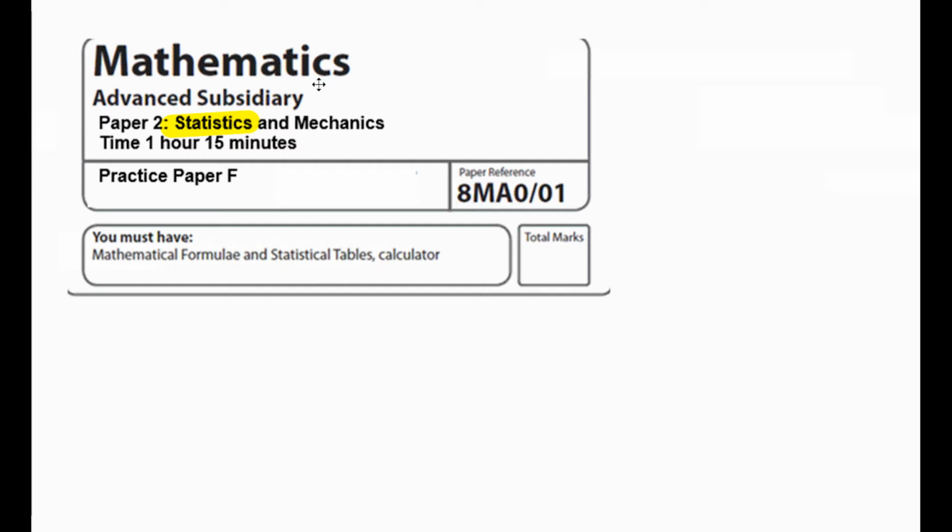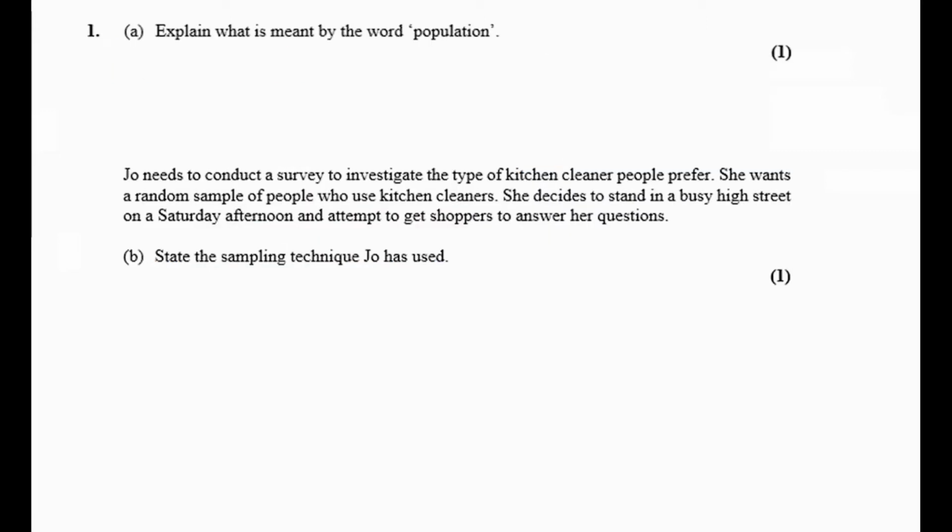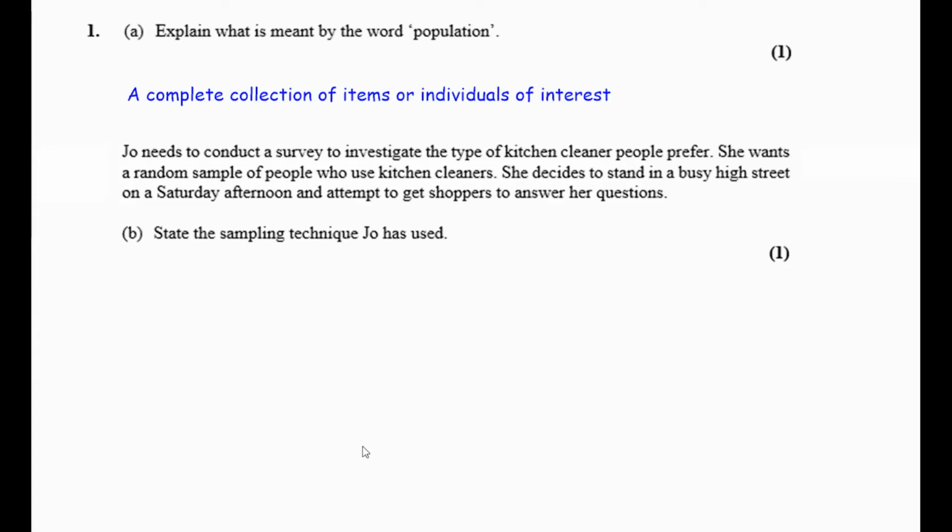Let's go. Question 1. Explain what is meant by the word population. So a population, not the geography version of the word, but the mathematical version of the word, means a complete collection of items or individuals, usually that we're then going to go ahead and investigate. But referring to a complete collection of individual items or people which are relevant to your investigation is really what we want to get. So here I have a complete collection of items or individuals of interest.